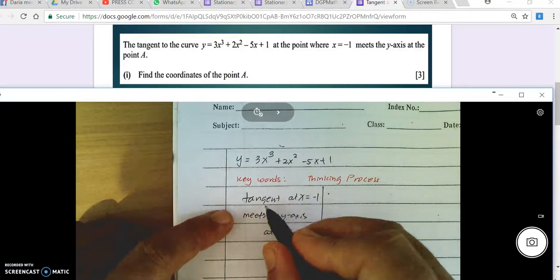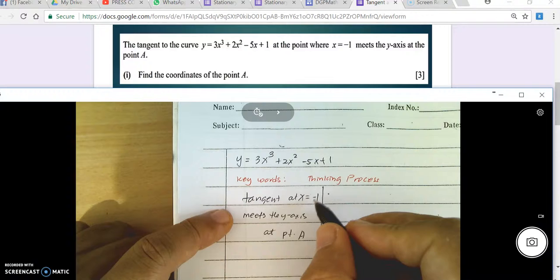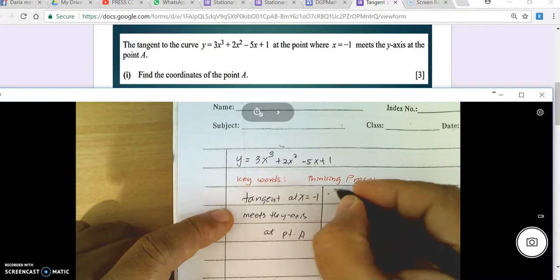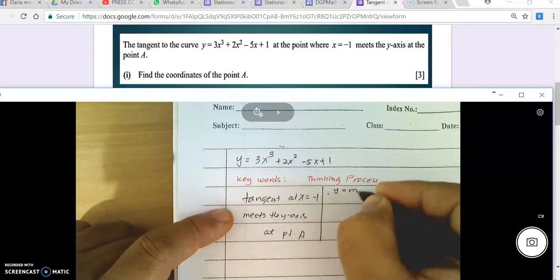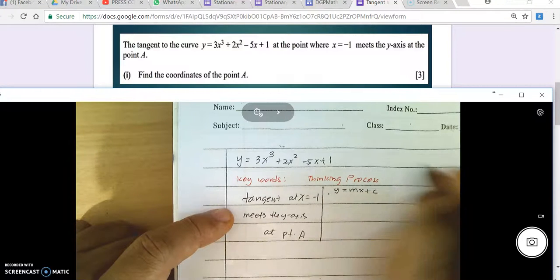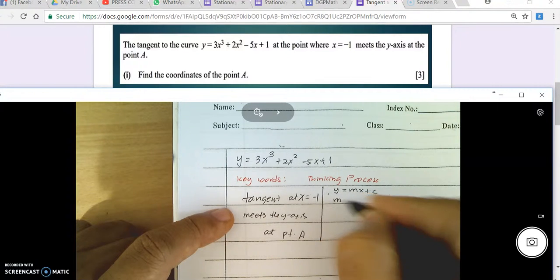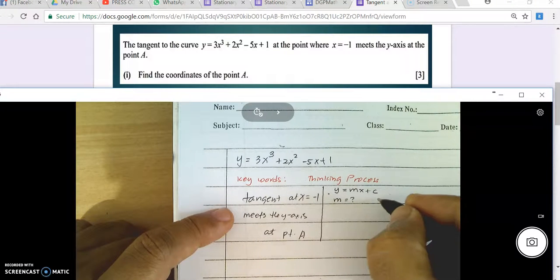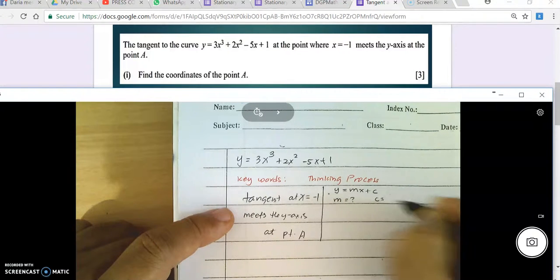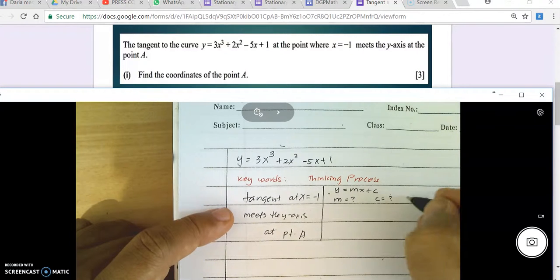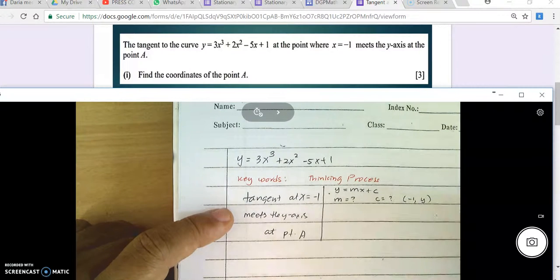It says your tangent at x equals -1. If it's tangent, it means it can be written in the form y equals mx plus c. So you need to find that m. And after finding the m, you need to find the value of c by substituting the given point x equals -1 and whatever the y is at that value of x.